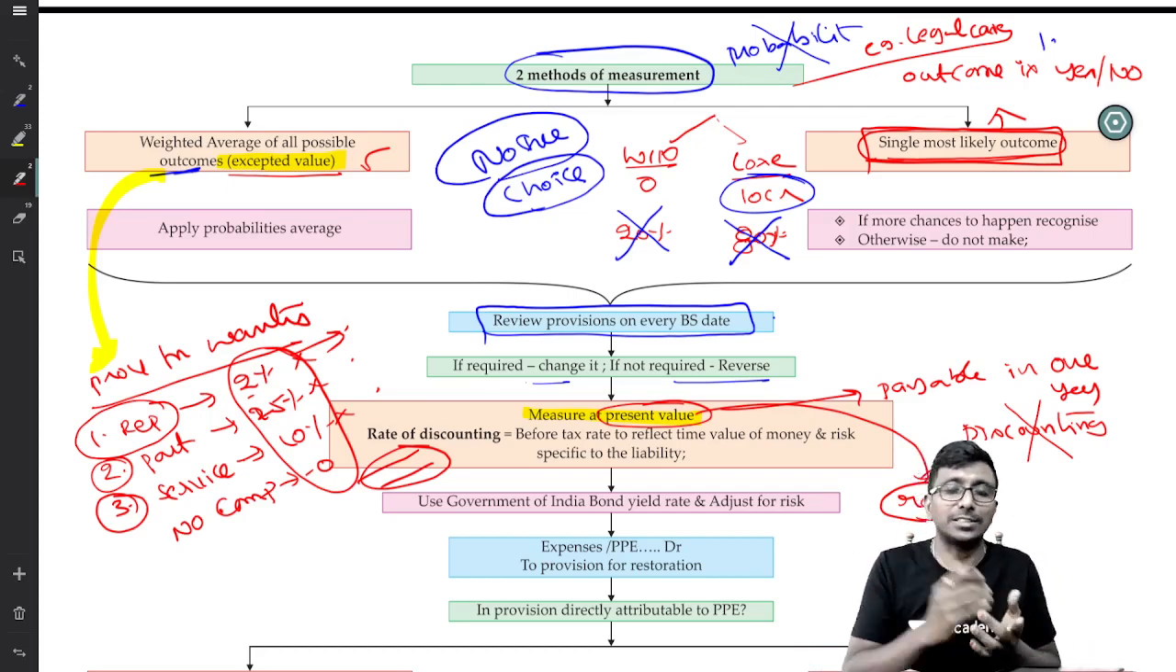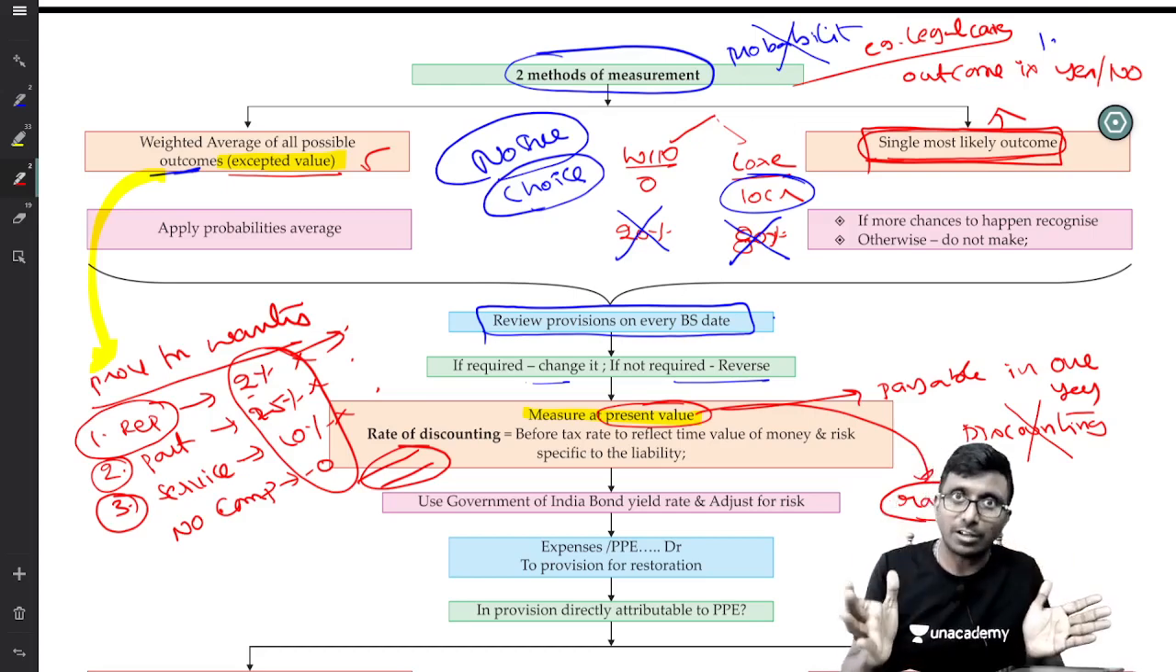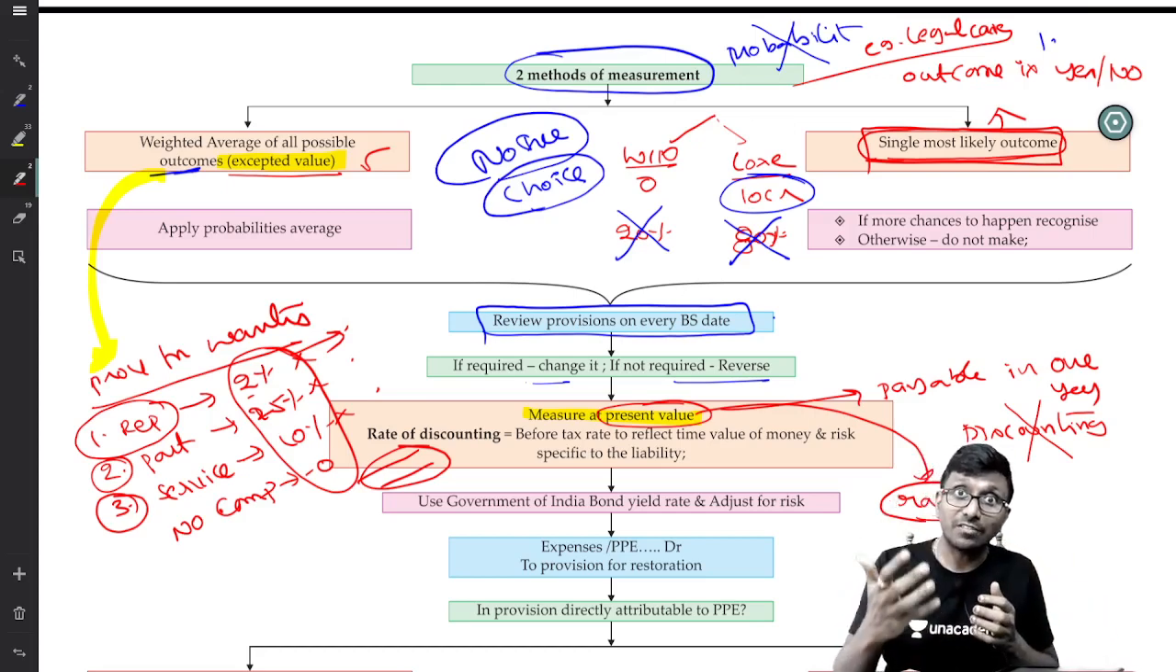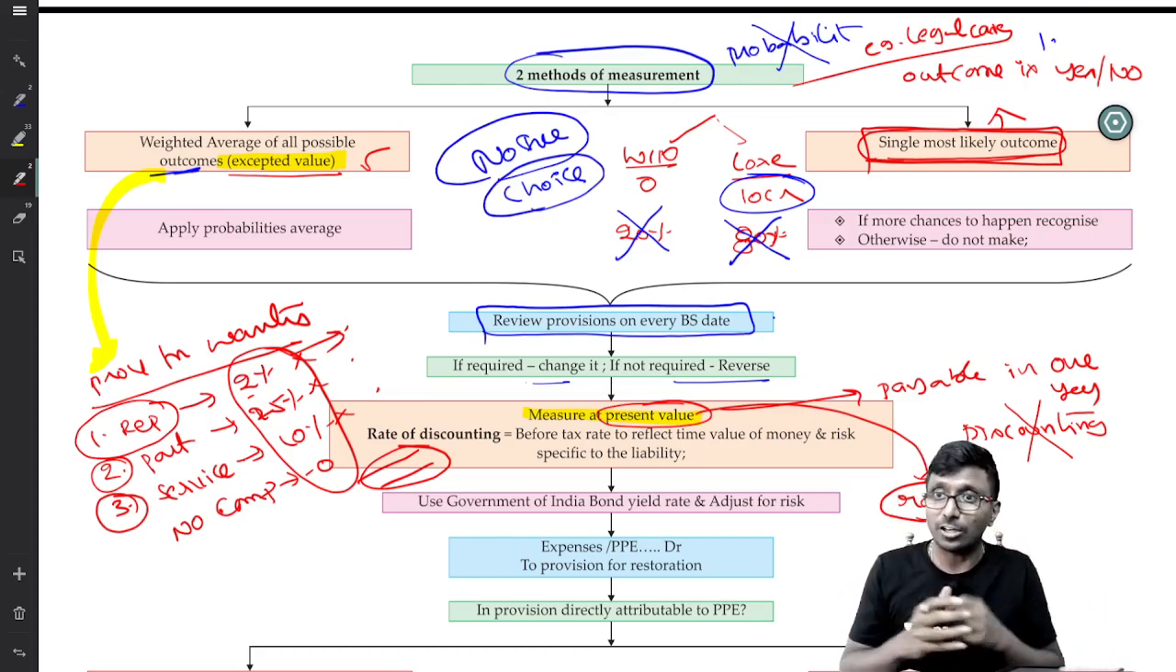Before tax rate, it should consider the time value of money. You should consider time value of money for your company.